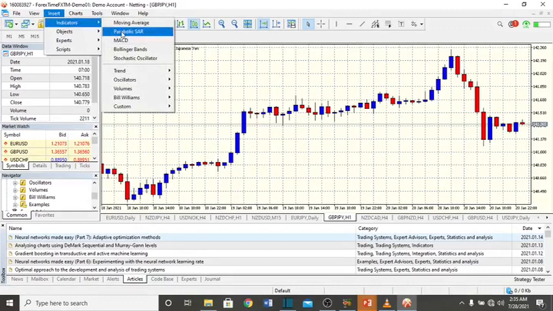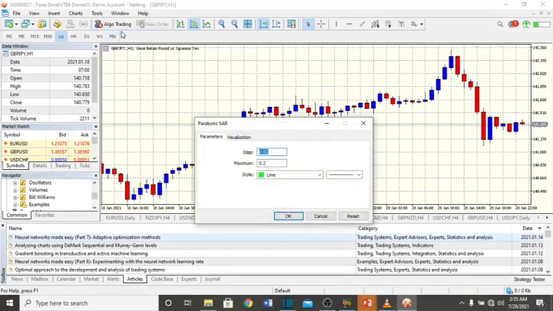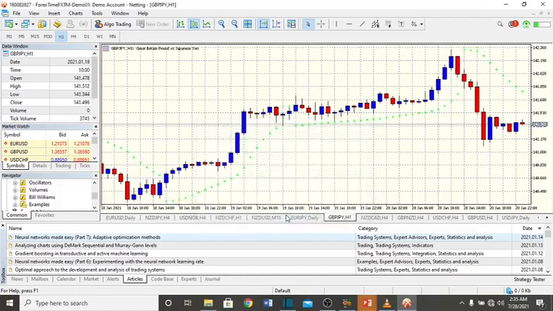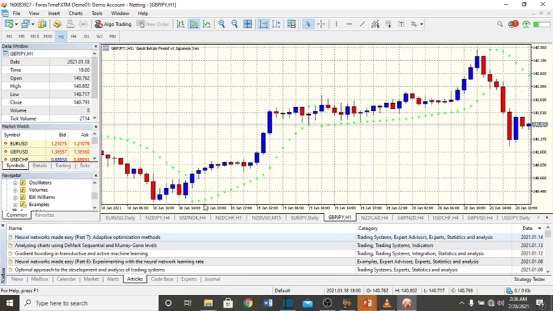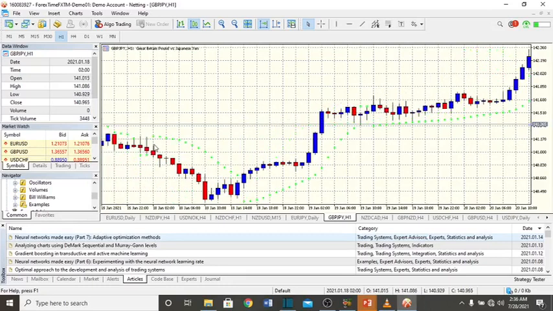Okay, let's try out parabolic SAR. That's parabolic stop and reversal. Okay, put it there now. Remember how it works. After 3 dots, you get into the market. Let's start here. 1, 2, 3.